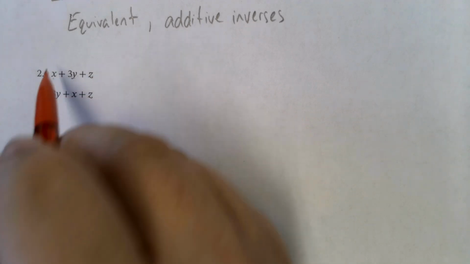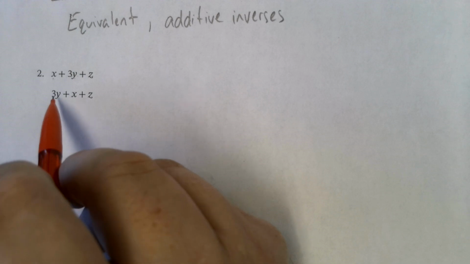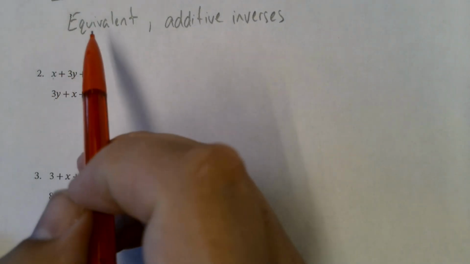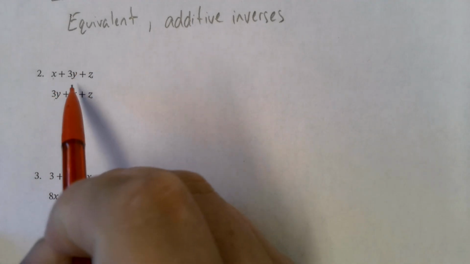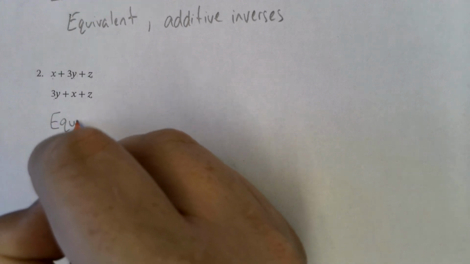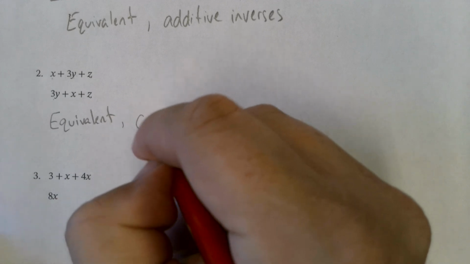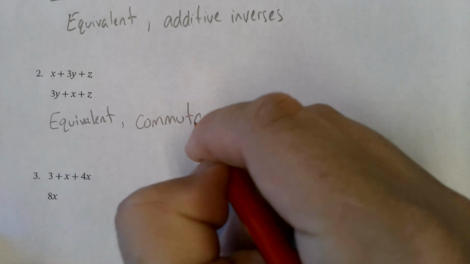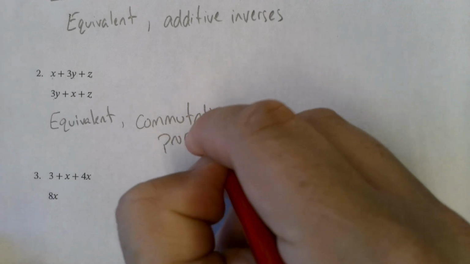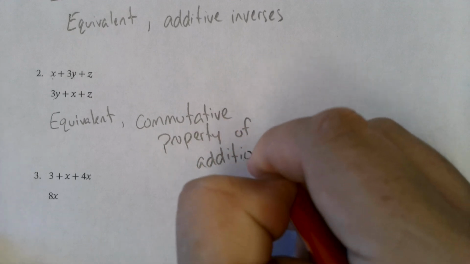Okay. When we use addition properties, we can reorder our expressions in any way as long as we have all of the same operation symbols. Okay, so we could say these are equivalent based on the commutative property of addition.